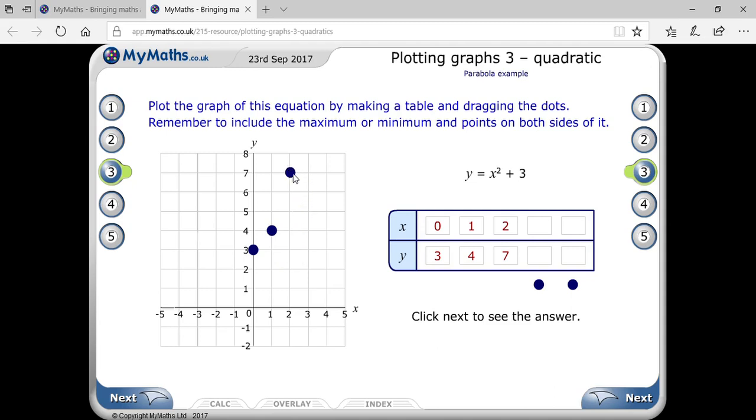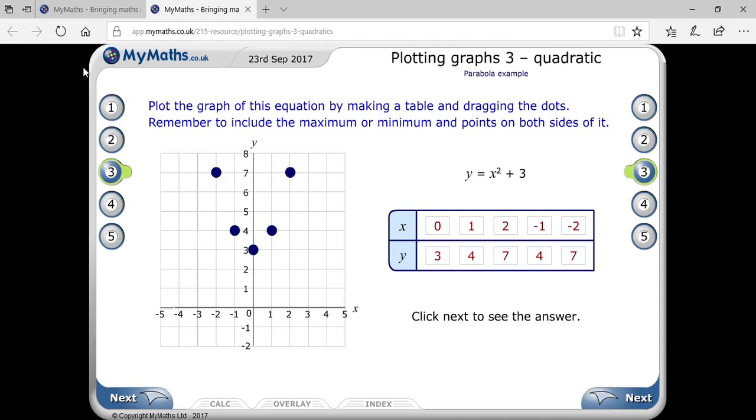So I think you can see these 3 points. You can imagine that 0, 3 is your minimum point. You can also take x equals -1. When you take -1, you get 4, so -1, 4. Yes. And then -2 gives 7 there. So you can see that it is also a type of parabola.